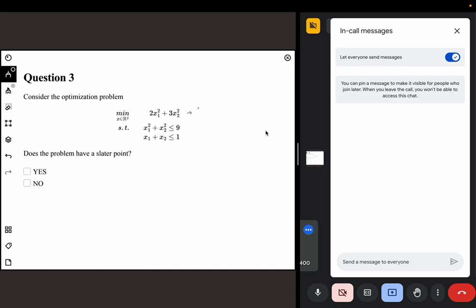So this is my f. This is my g1 of x, and this is my g2 of x.